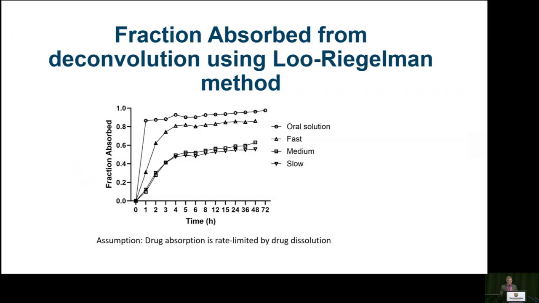So itraconazole in an ASD is presumably absorption rate limited by dissolution. So we did deconvolution analysis. The drug is known to be two-compartment. And here are the Loo-Riegelman deconvolution profiles of the oral solution as well as fast, medium, and slow. These then became our target dissolutions.